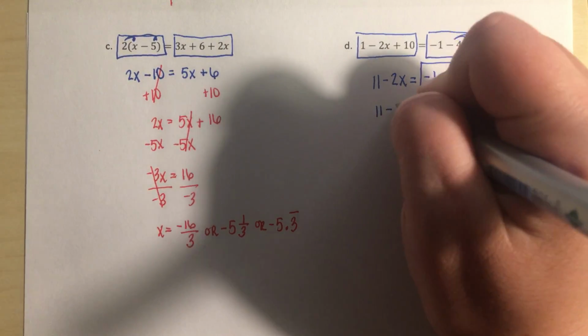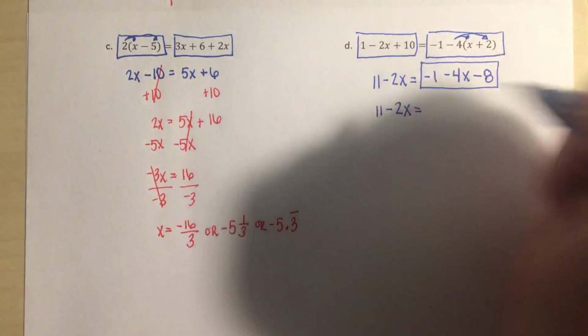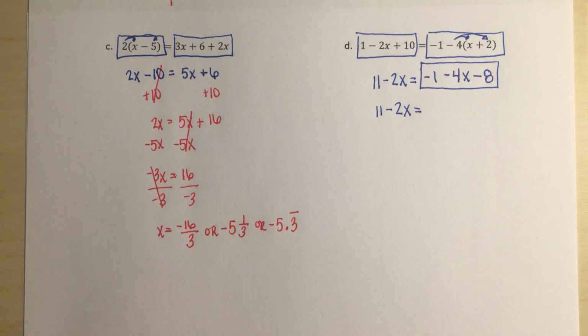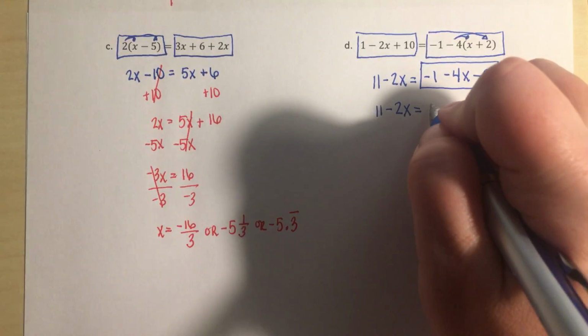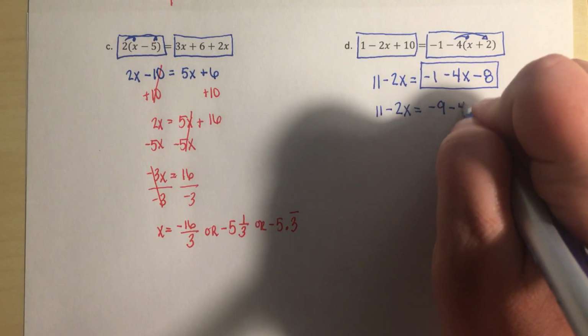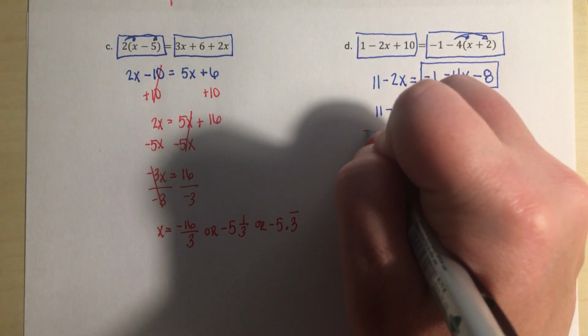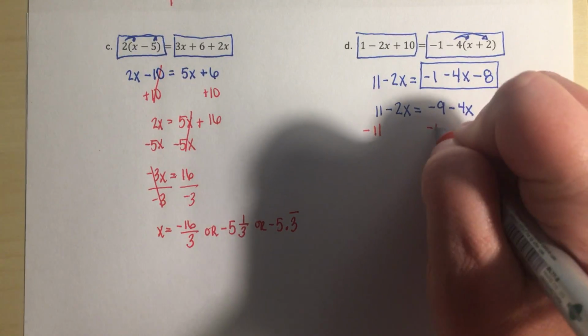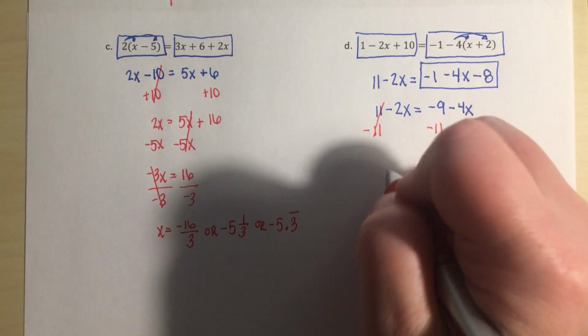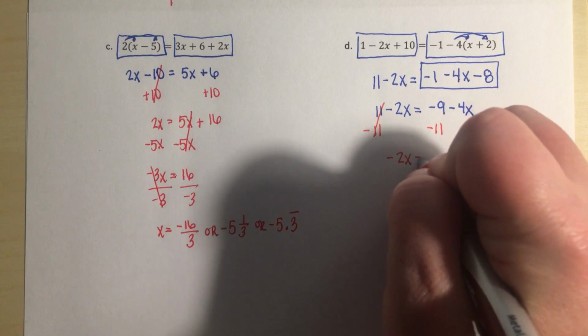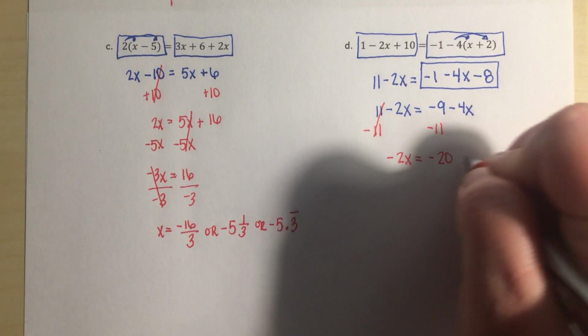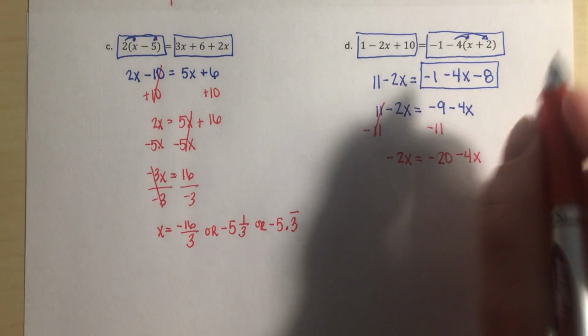So our left side is going to stay 11 minus 2x. And that right side, our negative 1 and negative 8, are going to give us a negative 9 minus 4x. And we add because we have the same sign. Now that we have everything simplified and looking as nice as possible on both sides, we're going to start by getting rid of the number on the left. So we're going to subtract 11 from both sides. Negative 2x equals negative 20 minus 4x.